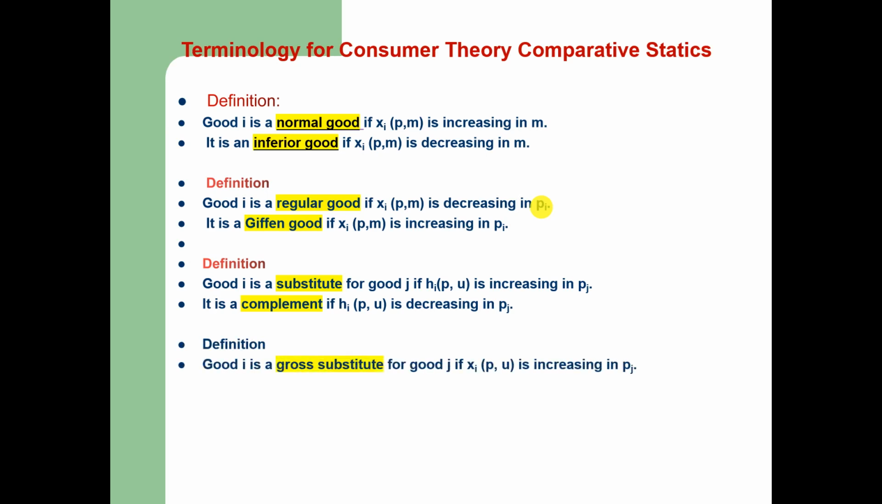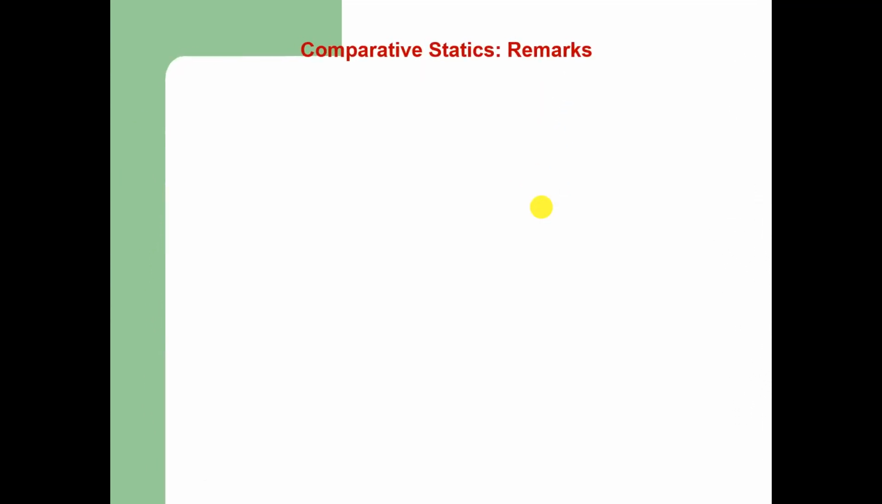Good i is a gross substitute for good j if the Marshallian demand function is increasing in the price of j. It is a gross complement if the Marshallian demand function is decreasing in the price of xj. This is very interesting. So there are certain remarks from the above analysis.